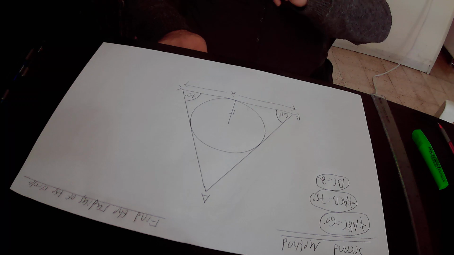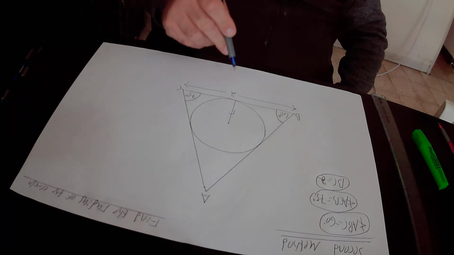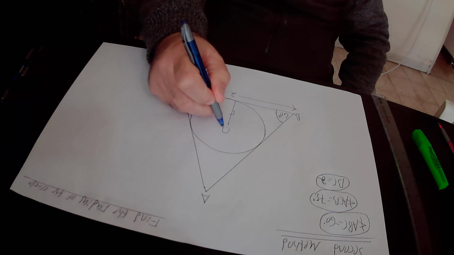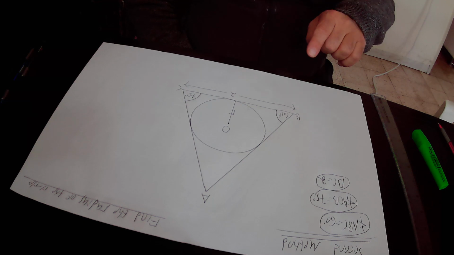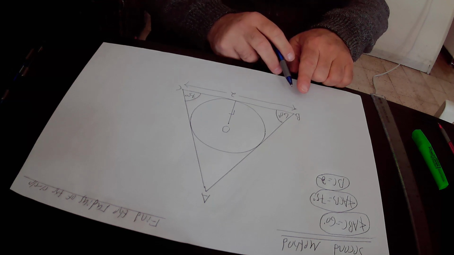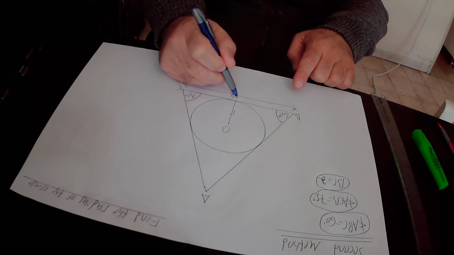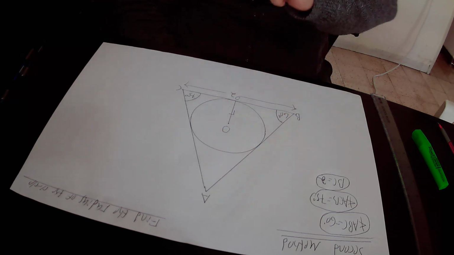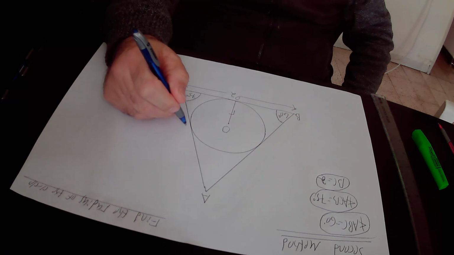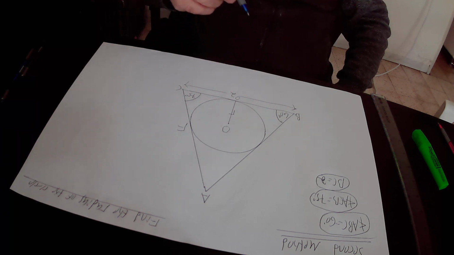So in the second method, we will define the center of this circle. Here, this point is O. We will define the point of tangency of tangent BC with this circle as D. We will define the point of tangency of tangent AC with this circle as F. And we will define the point of tangency of tangent AB with this circle as E.